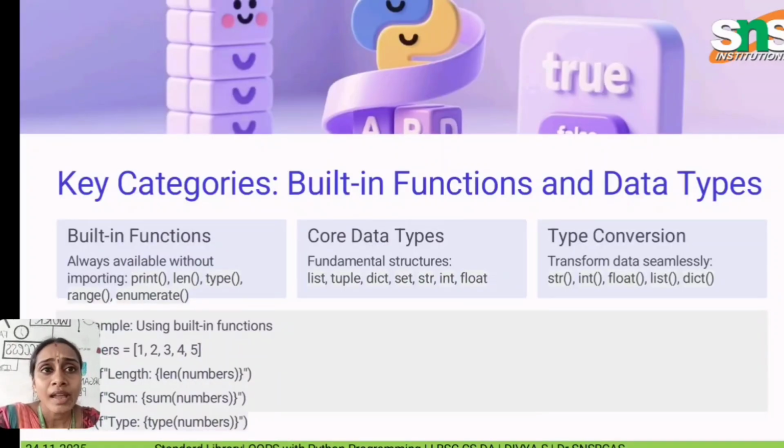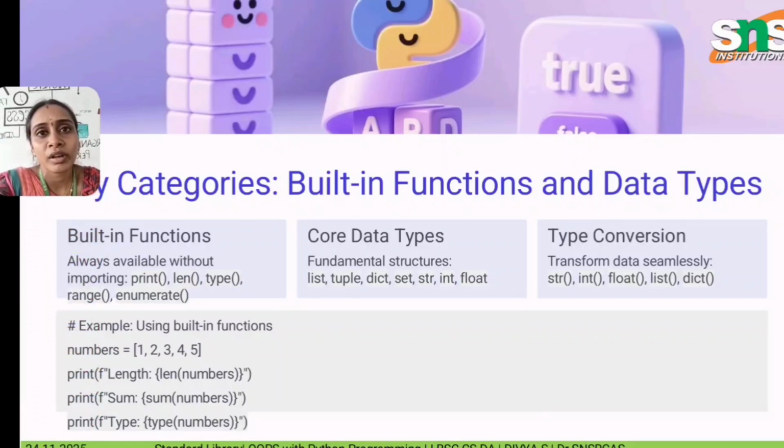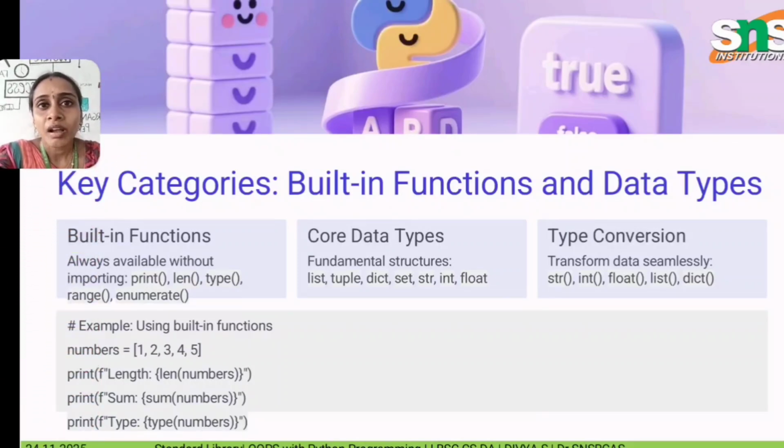The key categories are the built-in functions and data types. Built-in functions are always available without importing them, such as print(), len(), type(), range(), and some others, available without importing the particular function.